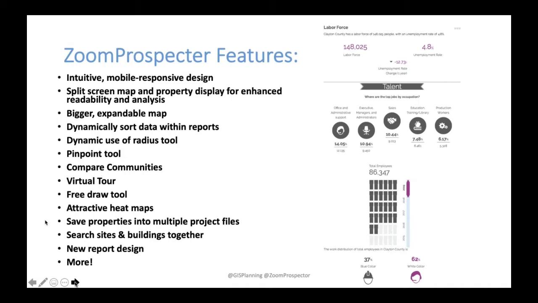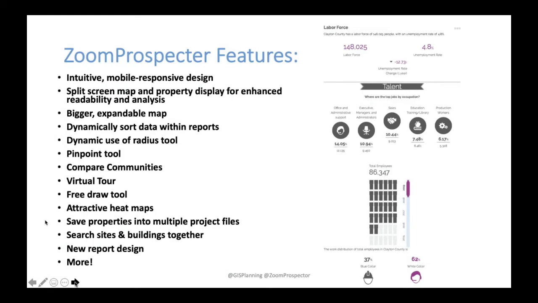You can dynamically sort data on ZoomProspector. That's a really big thing. This is something we heard from site selectors and businesses, investors, brokers, and economic developers. They want to be able to manipulate the numbers and see them adjust on the fly. So that's something that we're going to show you. We have some great map tools, including a draggable radius tool, pinpoint tool, free draw tool, so you can look at custom areas. We've got a beautiful newly released Compare Communities tab that we released this spring. Really excited to show you that.